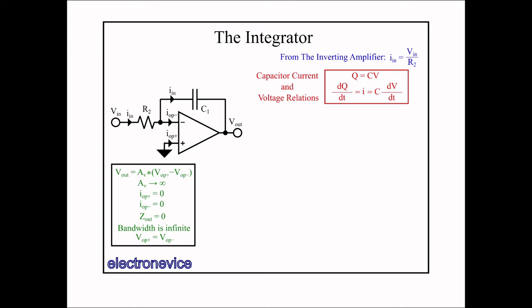Here we see that the voltage across the capacitor is proportional to the charge stored in it, so we can think of In as charging up or discharging the capacitor, depending upon the sign of the current. And since current is the derivative of charge with respect to time, we can see that it is proportional to the derivative of voltage with respect to time.